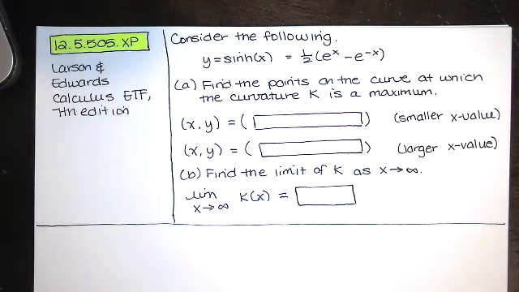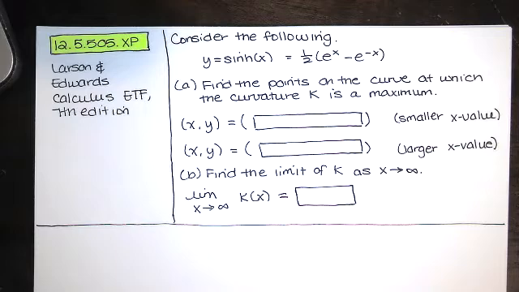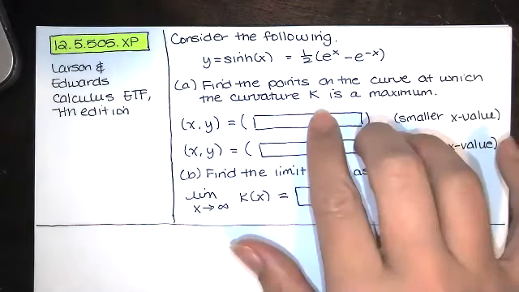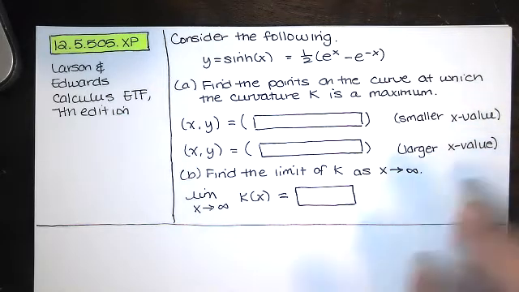We're given y equals the hyperbolic sine of x, and I've written it here in terms of exponential functions as well. We're asked to find the points on the curve at which the curvature k is at a maximum. So we need to find the curvature, and then we need to maximize it. And this indicates that there are two x values where the curvature is at a maximum. There's going to be one with a smaller x value and one with a larger x value.